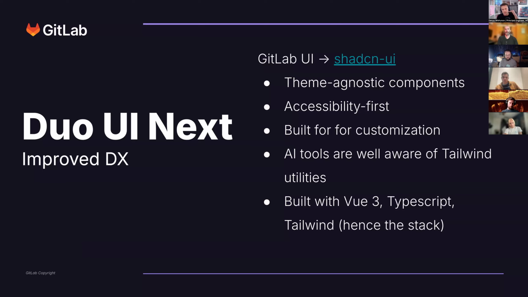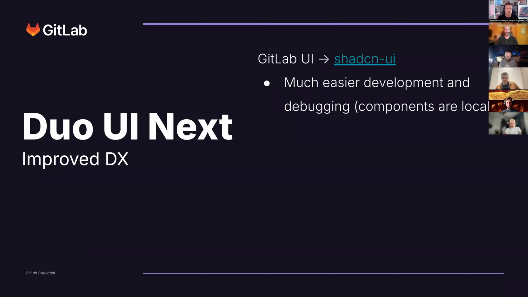But the main point, and that's why the technology stack that I suggest is justified, is that SHA-CN UI is technically built with React, but there is an official port to Vue 3. So it's built with Vue 3, TypeScript, and Tailwind. That's why the stack is suggested here.